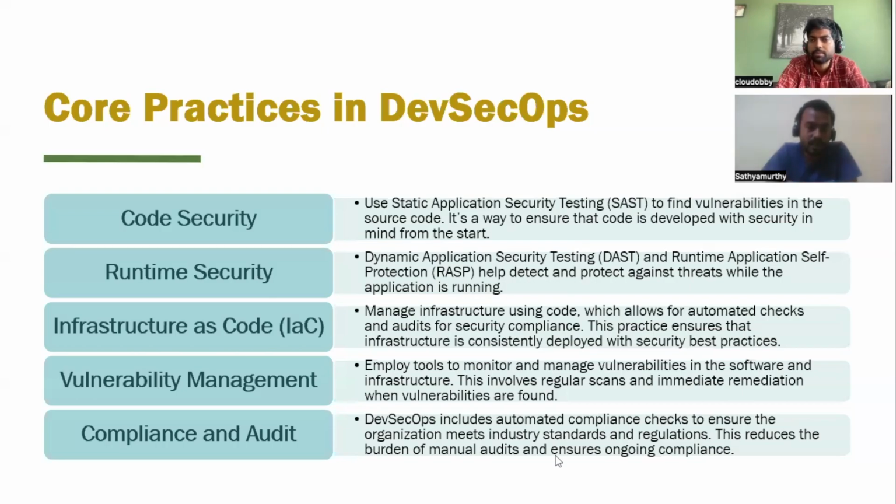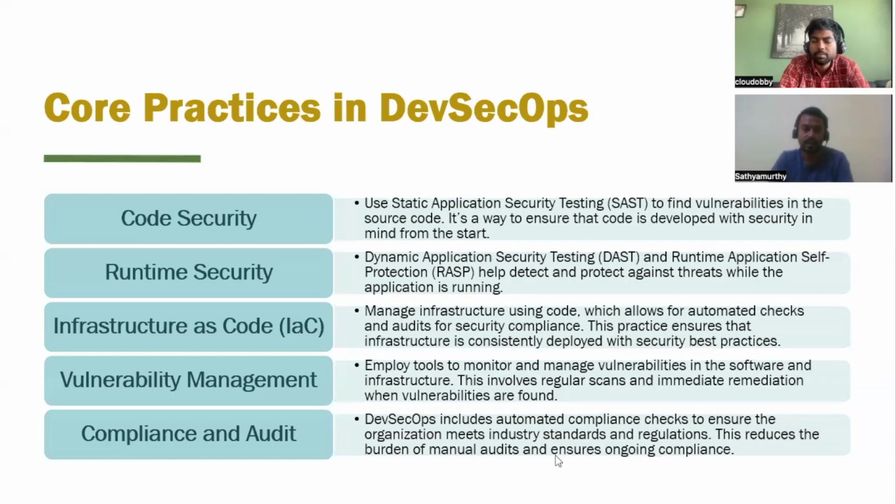Third one is infrastructure as code. Manage infrastructure using code, which allows for automated checks and audits for security compliance. This practice ensures that infrastructure is consistently deployed with security based practices. And then the fourth point is vulnerability management. It employs tools to monitor and manage vulnerabilities in the software and infrastructure. This involves regular scans and immediate remediation when vulnerabilities are found.